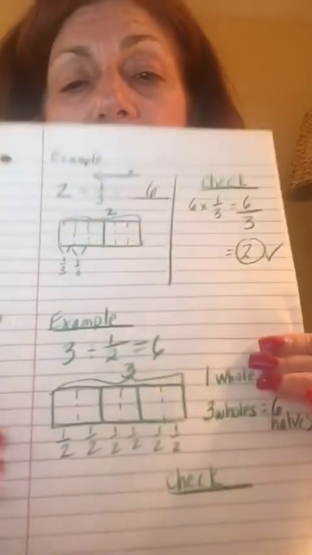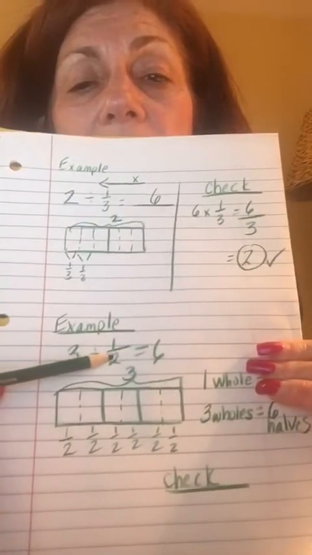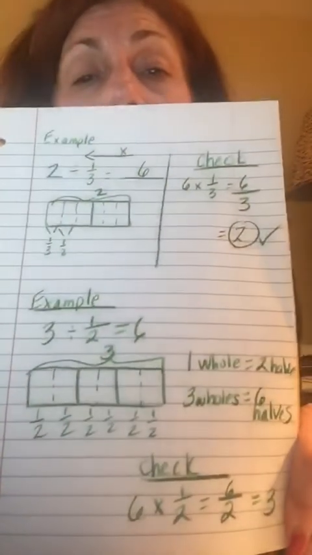And to do my check, again, we do the inverse operation. So we take our 6, we go back and we multiply it with 1/2. So 6 times 1/2 should equal 3. And I know that's 6 over 2, which does equal 3.